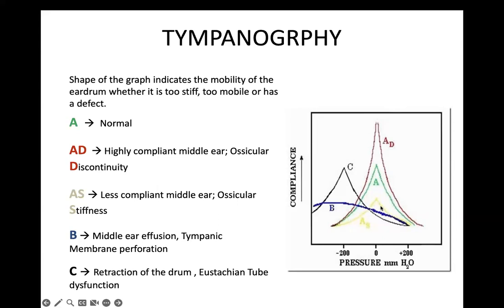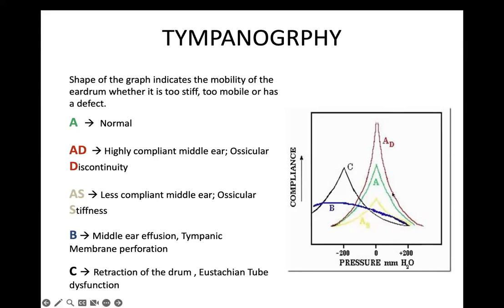Meanwhile, AS is this yellowish curve right here. You can think of S for stiffness. This usually happens when the membrane is not able to move as well as it normally should. This could be because of ossicular stiffness. The bones have become so stiff and rigid that they're not allowing the membrane to move, okay? Even when there's sound coming in, they're holding the membrane with them because they're so stiff and not moving, so they're not letting the membrane move either, okay?